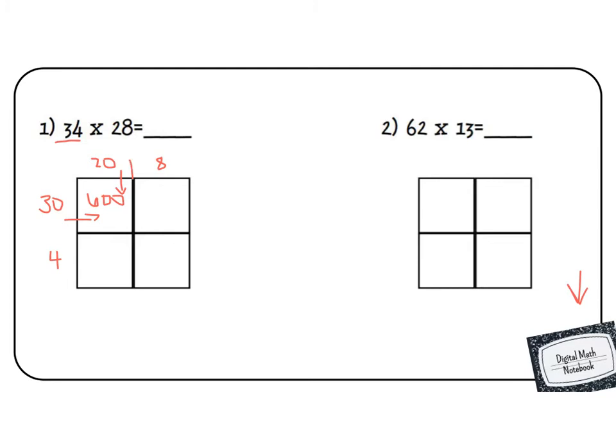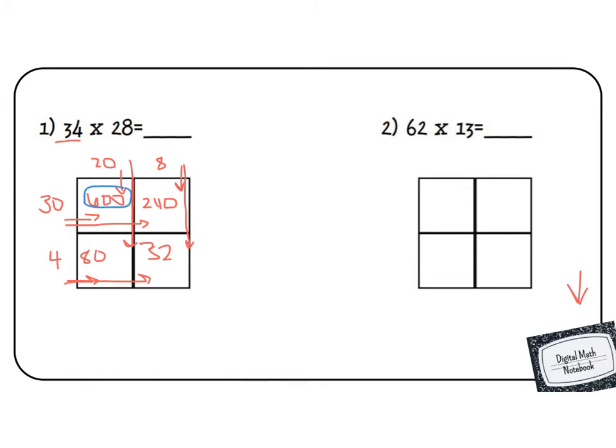Now straight down, 20 times 4. 2 times 4 is 8, and we add a 0 from the 20. Then we're going to go with this 30 all the way across and this 8 right here. 3 times 8 is 24, and we add a 0 from the 30. And lastly, 4 all the way over, 8 all the way over. 4 times 8 is 32.